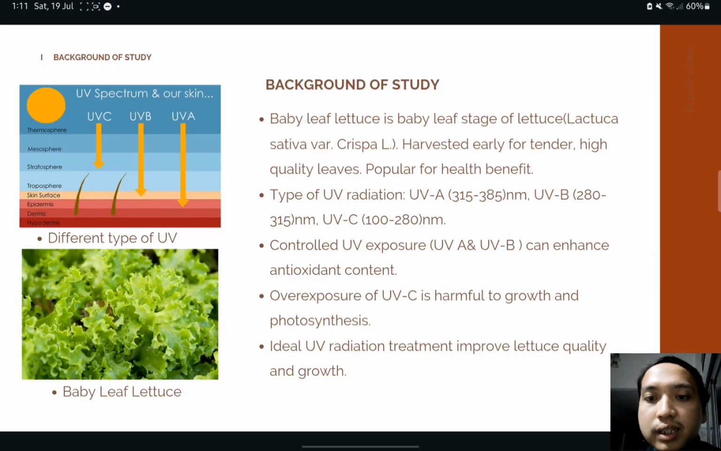So for our background study, baby leaf lettuce is a baby leaf stage of lettuce, Lactuca sativa var. crispa L., harvested early for tender, high quality leaf, popular for health benefit. The types of UV radiation that we want to experiment with are UVA, UVB and UVC. As we know, controlled UV exposure such as UVA and UVB can enhance the antioxidant content, and overexposure to UVC is harmful to the growth and photosynthesis.